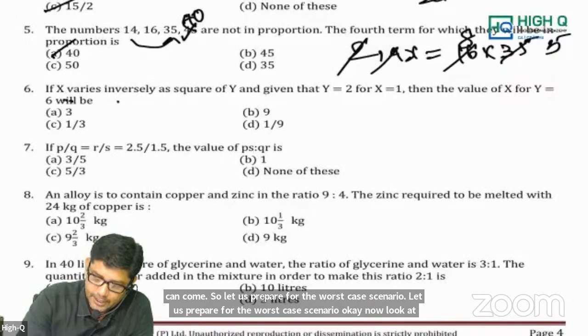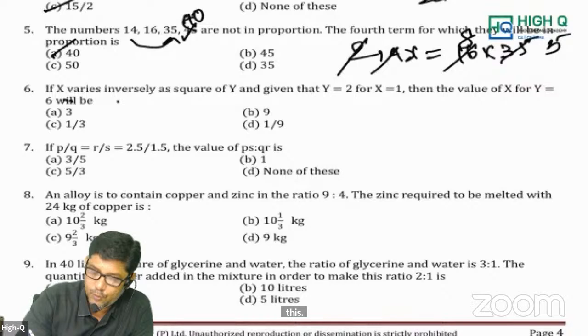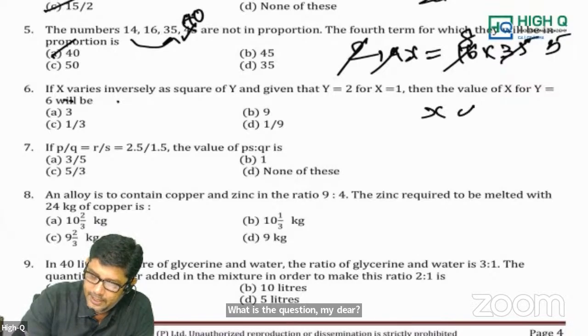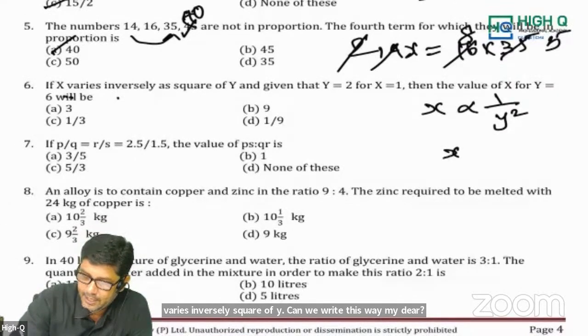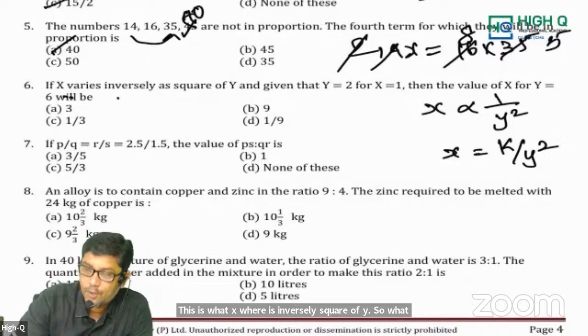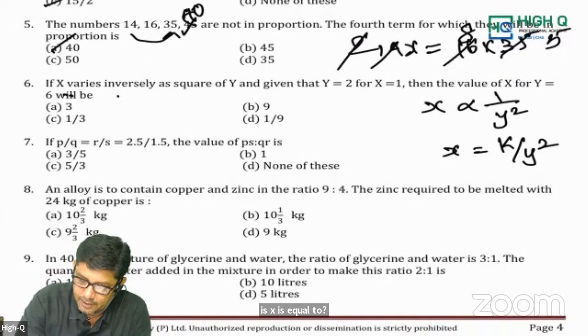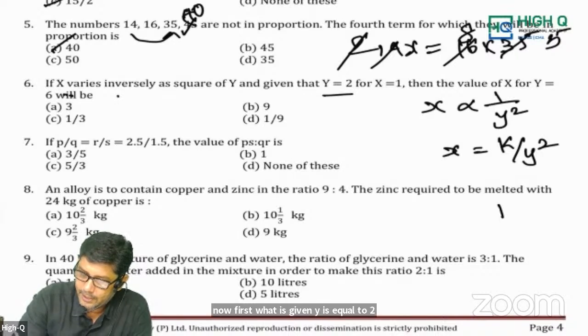Now look at this. What is the question, my dear? x varies inversely as the square of y. Can we write it this way? So x is equal to k by y square. Now first, what is given? y is equal to 2 when x is equal to 1. So when x is equal to 1, it is k by 4, so k is equal to 4.